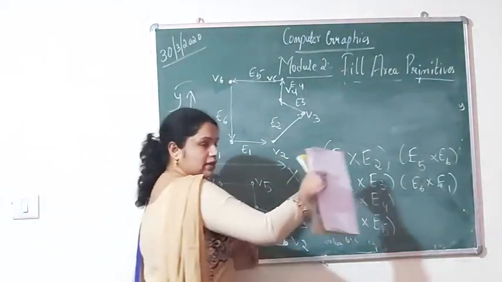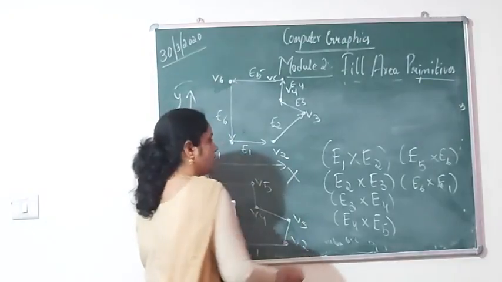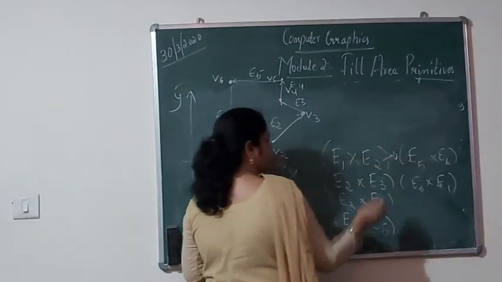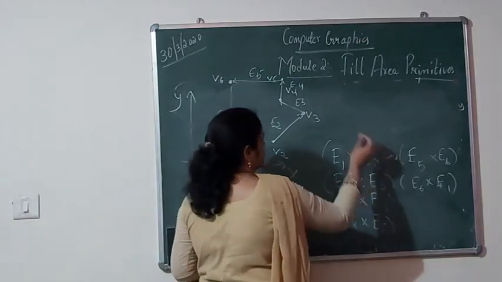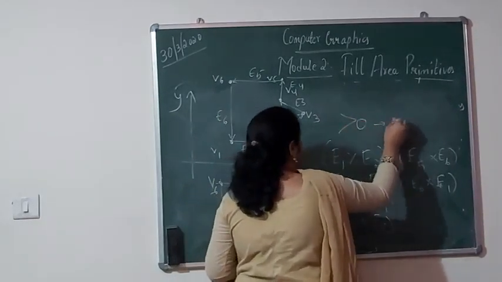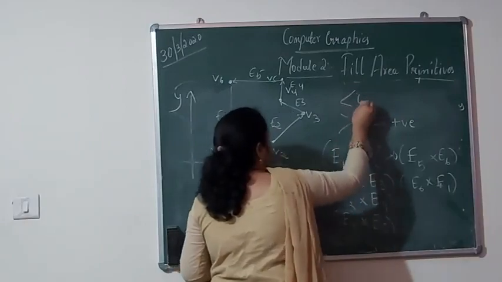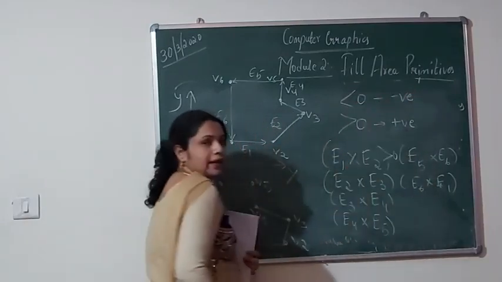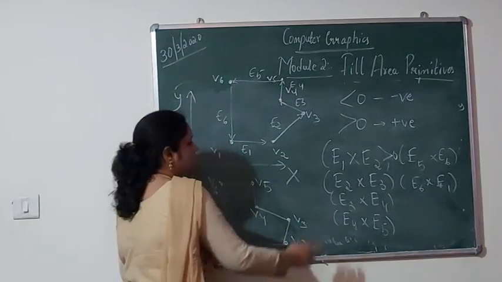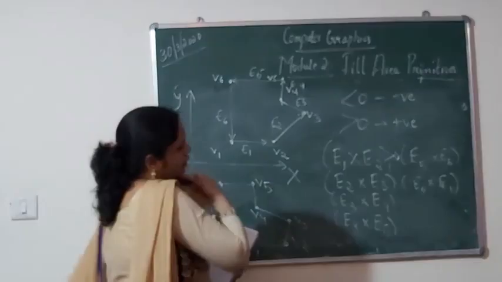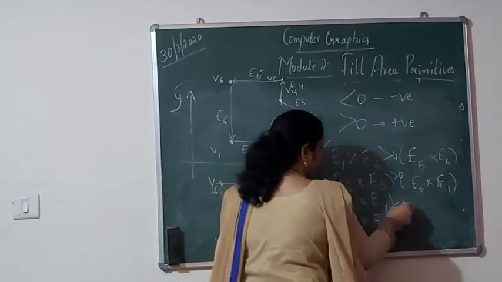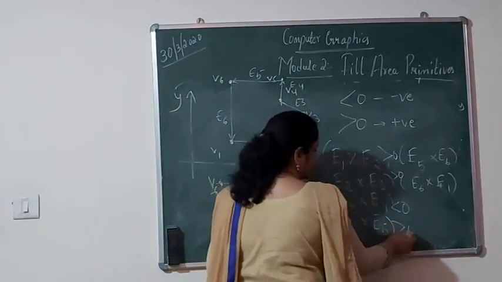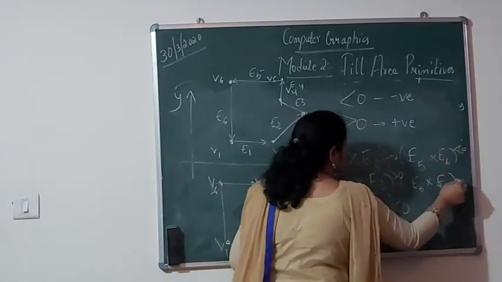Now, if the result of this particular cross product is positive, for example, E1 cross E2 is greater than 0. Any number which is greater than 0, I call it a positive value. Any number which is less than 0, I call it a negative value, right? So E1 cross E2 is greater than 0, so positive. E2 cross E3 also I will get as positive. Say E3 cross E4 is lesser, right? This is greater, this is lesser, this is lesser, right?